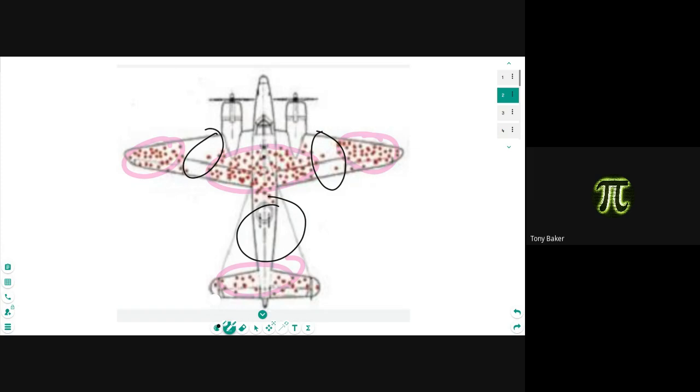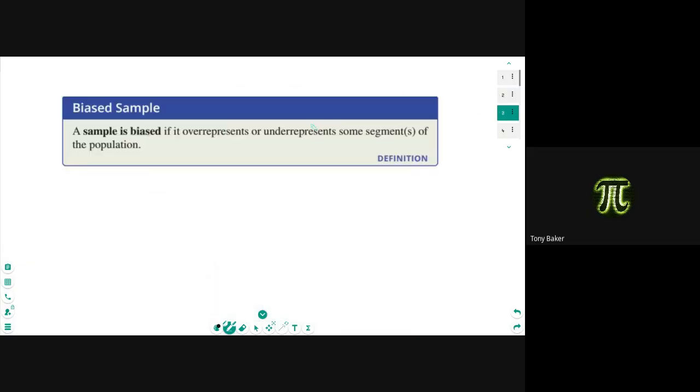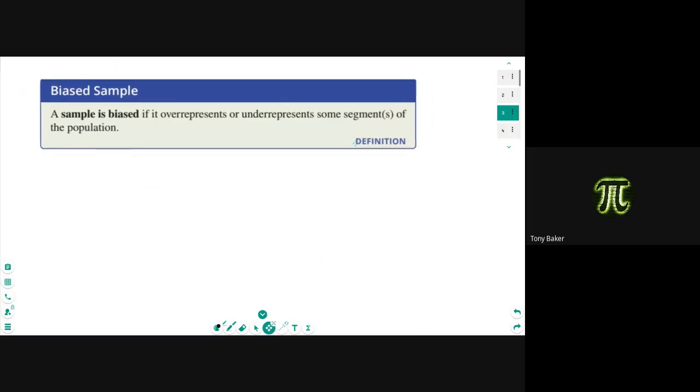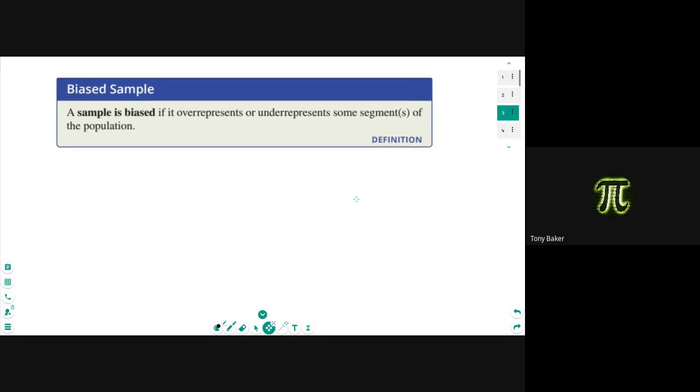So random samples means you have to choose from everything, and it's got to be somehow created or somehow picked randomly. There's a lot of different ways we're going to do that. We'll talk about more of those on Wednesday. But the biggest thing is the sample cannot be biased. A biased sample is one that overrepresents or underrepresents some segment of the population. So in the case of the plane, it was biased because it overrepresented the ones who survived.